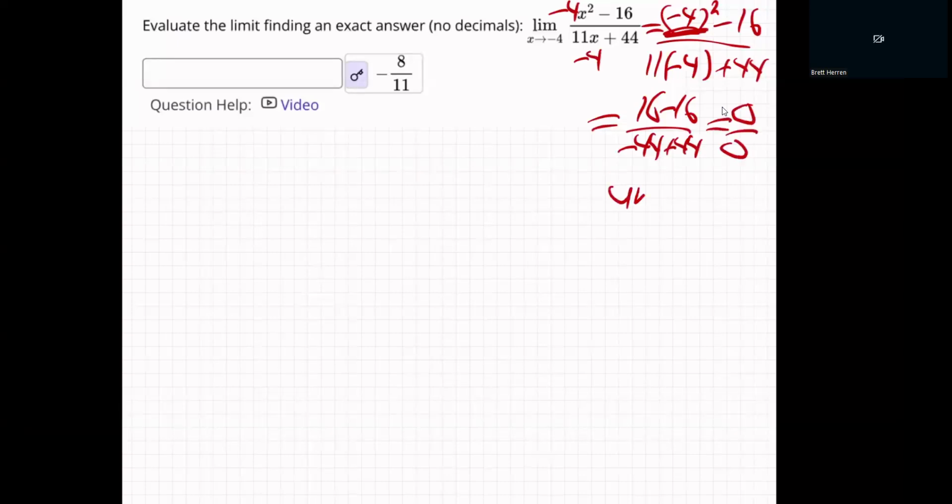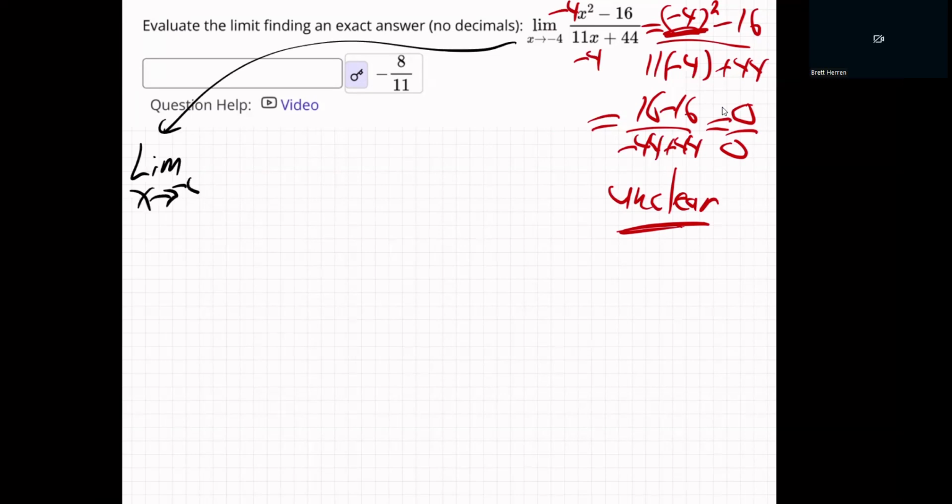And what does 0 over 0 mean? It's unclear. Whenever you get 0 over 0, you don't know what that means. It means you have to try something else. So that didn't work. It was a good try. Sometimes it works, and then when it does, we're just done, but gotta try something else. Limit as x goes to -4. So what are we going to do?